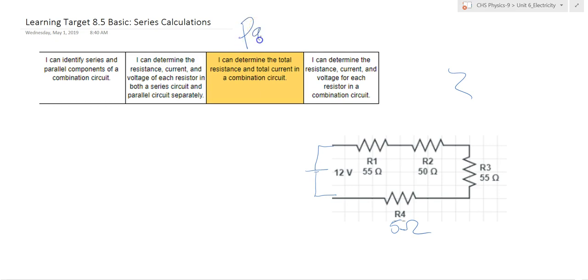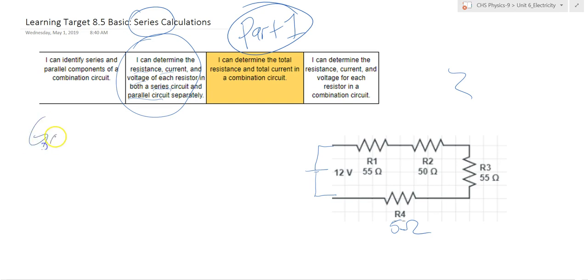This is going to be a part 1, and the reason is that this is the focus for what we're doing here. What we're trying to do is determine the resistance, current, and voltage of each resistor in both a series and parallel circuit separately. This one we're just doing series circuits.